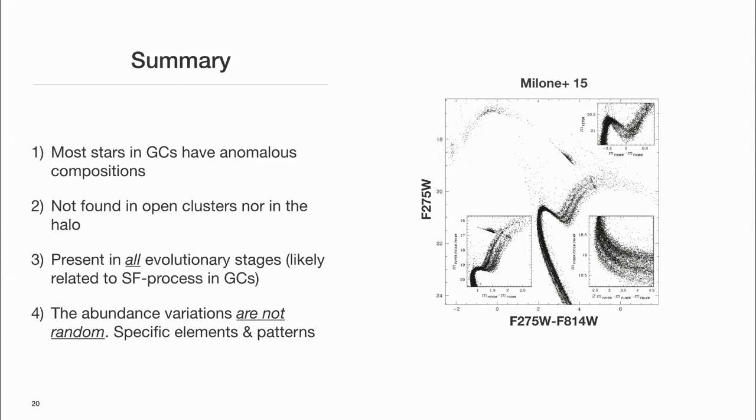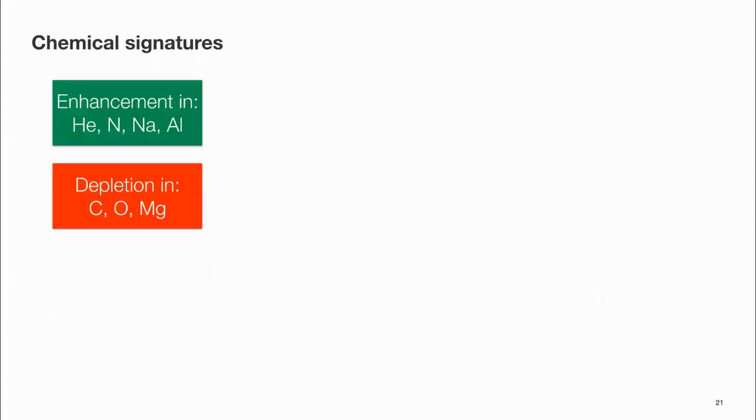So let me tell you a little bit more about this now. The chemical signatures we can boil down to these two. We see an enhancement in helium, nitrogen, sodium, and aluminum. And in the same stars that we see this enhanced, we see them depleted in carbon, oxygen, and magnesium, okay?